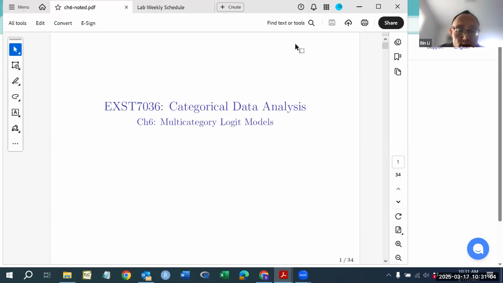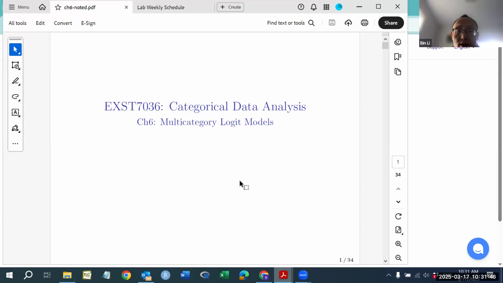Chapter 6. I've just posted the chapter 6 slides and also the exercises, problems from the textbook, in Moodle. So you can download the slides and check the exercises. As I said, we don't have any homeworks, only 4 homeworks. But you can work on the exercises I posted as practice problems and to prepare for the exam too.